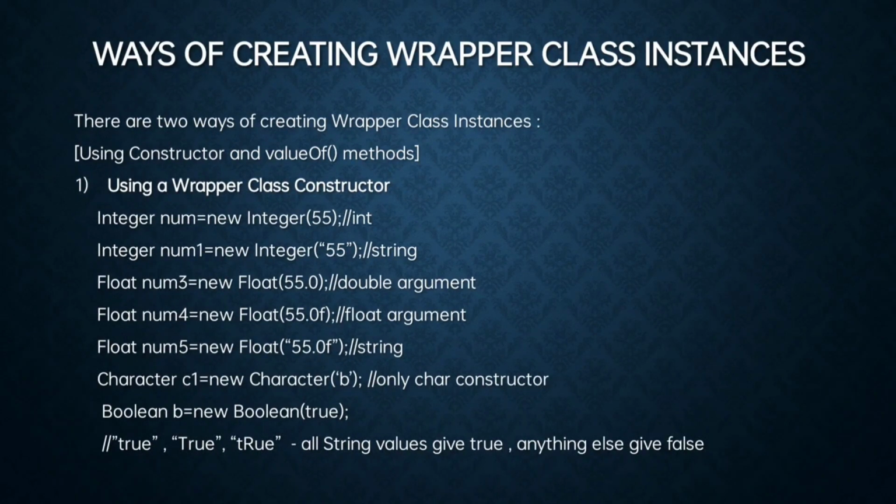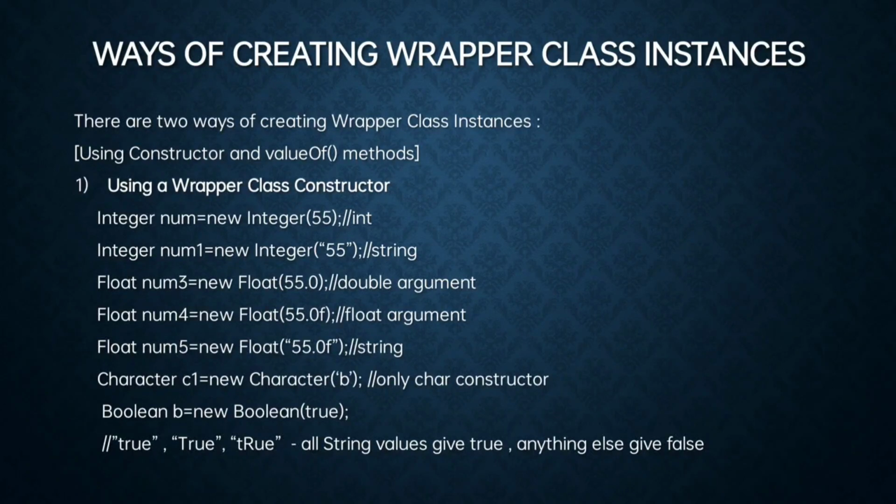Now let's discuss ways of creating wrapper class instances. There are two ways of creating wrapper class instances: using constructors and valueOf methods. These constructors we will be reading in the next chapters. Using a wrapper class constructor, Integer num equal to new Integer 55. So we are passing 55 as an integer. In the next example, we are passing 55 as a string. And in the next, we are passing 55 as a double argument. And the same 55.0f as a float argument. And then in double quotes, 55.0f as a string. And then we are just passing b as a character in Character c1 equal to new Character b.